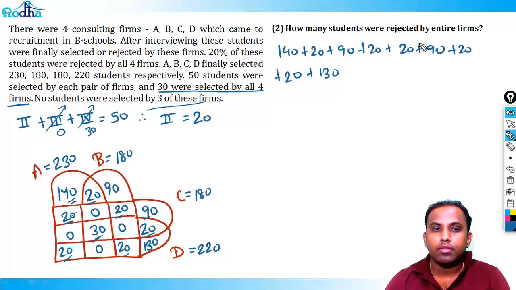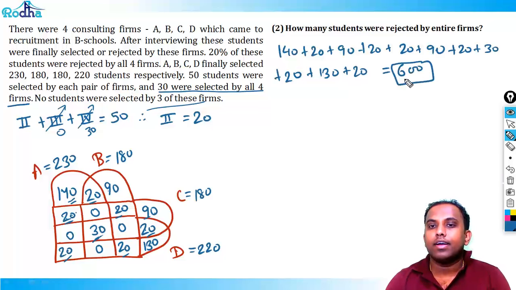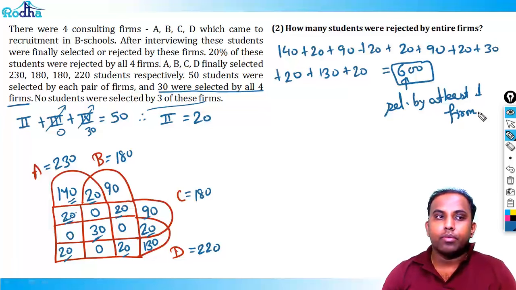90 plus 30 plus 20, so the total becomes 600. That means 600 are selected by at least one form. Okay, 600 students are selected by at least one form, right?